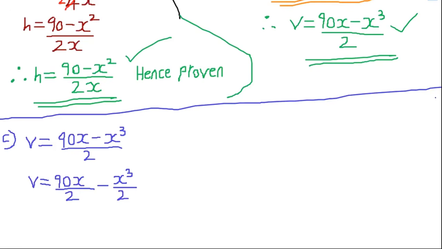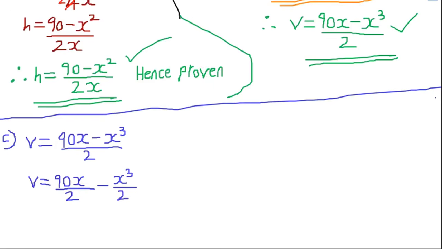So now the next step that we have to take is to differentiate. We have to differentiate this equation. So we are going to differentiate v, volume, with respect to x. So it will be dv/dx. When you are differentiating, we already know how to differentiate.